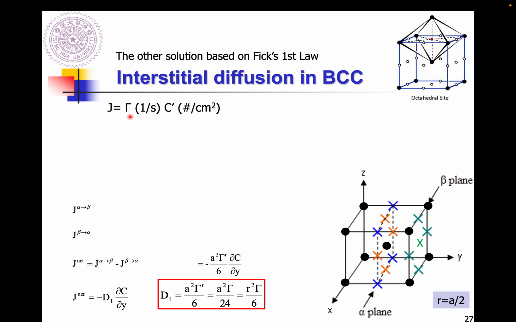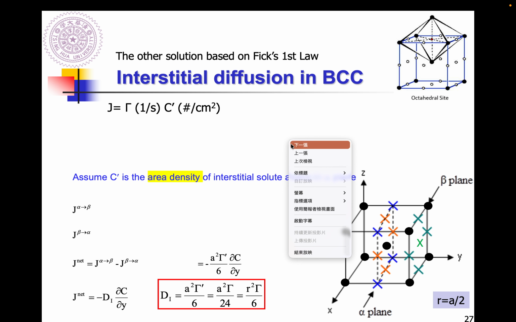So you can equate it to gamma, the total jump rate, times the area density. So it's a number of atoms per area, so it's an area density. So flux equals gamma, the total jump rate, times C prime. Now I have already defined two planes, right? The first one is the alpha plane and the second one is the beta plane. So now let's try to calculate C prime, the area density.